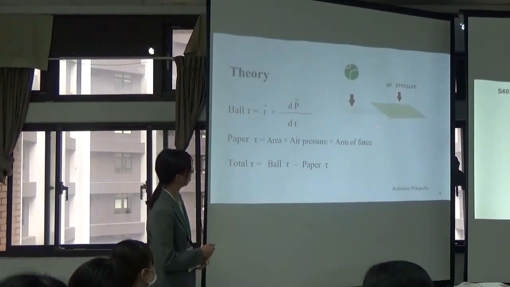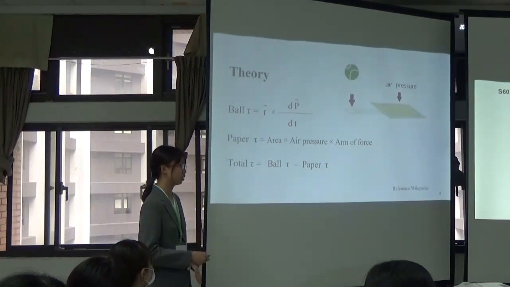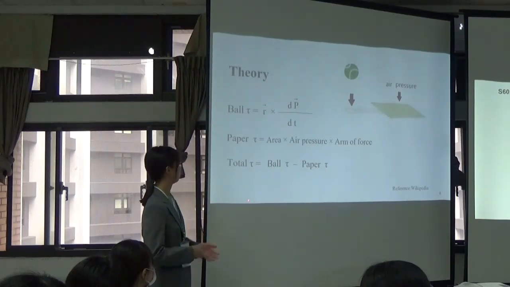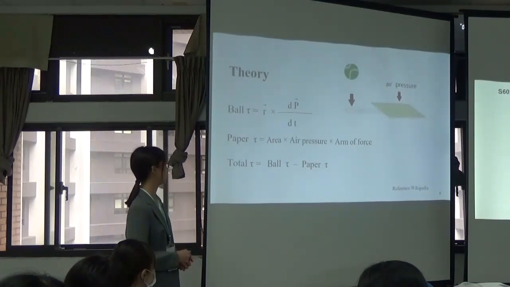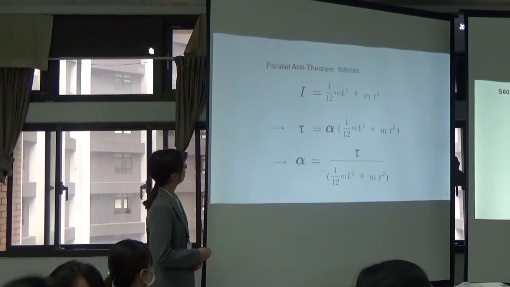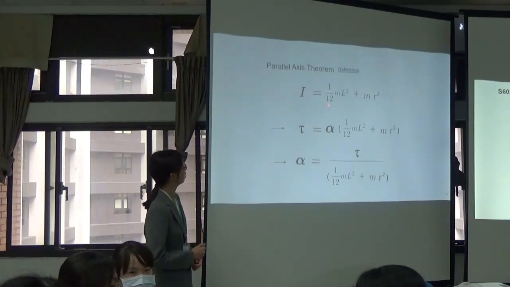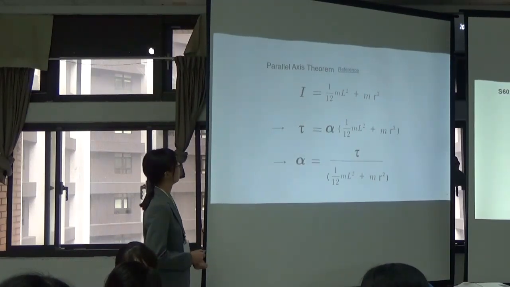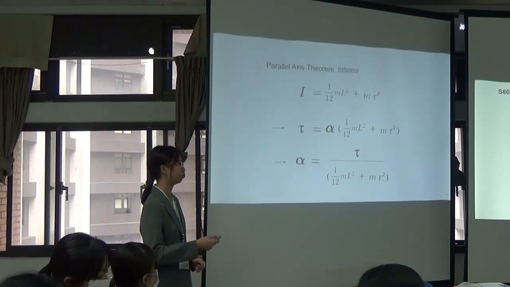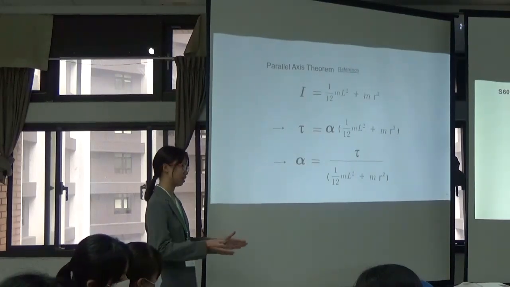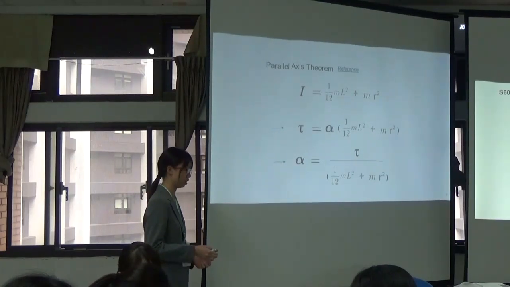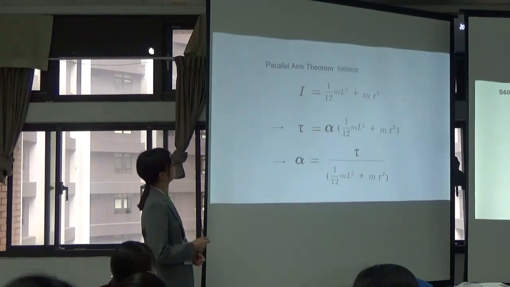And so does the paper, because of the air pressure present on it. So it also gives a torque to the ruler. And so the total torque on the ruler would be the torque of the ball minus the torque of the paper. And from the parallel axis theorem, we can tell that the moment of inertia equals this, where M stands for the mass of the ruler, L stands for the length of the ruler, and R stands for the distance from the fulcrum to the center of mass of the ruler.